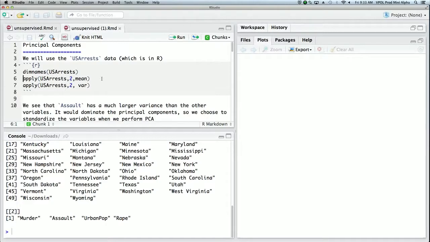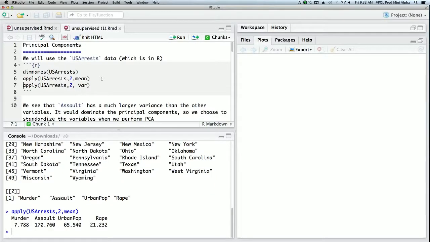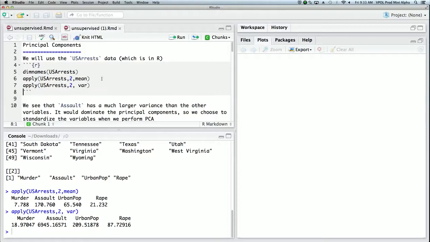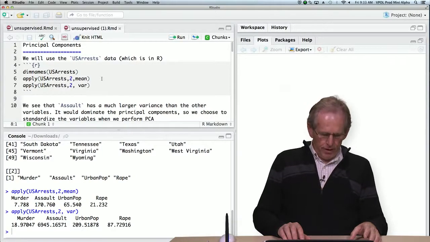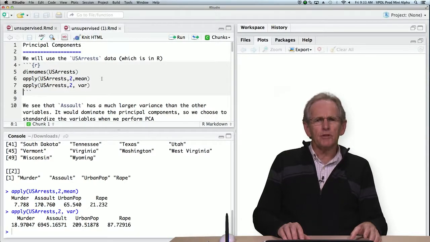Let's first just have a look at the data. We look at the means and the variances of the variables. So the means are quite different, and the variances are very different. Now, principal components is about variance, and so the mean shouldn't play a role. But the variances of the individual variables will play a role. After all, the largest principal component is a linear combination that maximizes the variance. And if you've got a single variable that dominates with respect to variance, like assault here, it'll pretty much eat up the first principal component, and so you won't get anything meaningful out of the data.